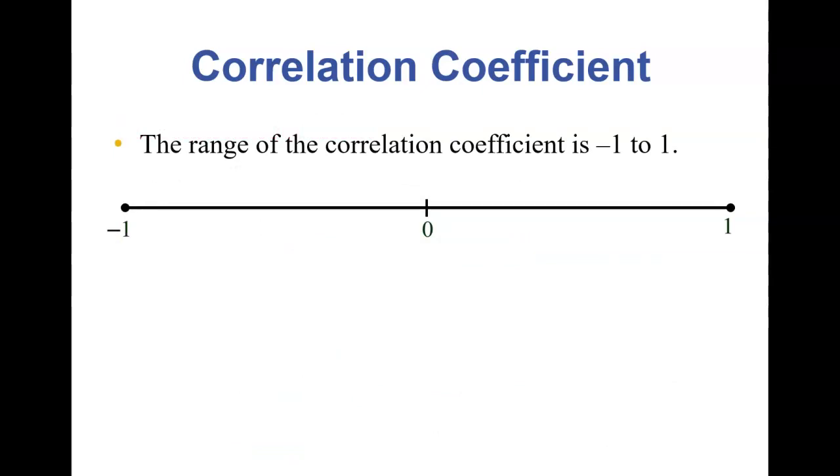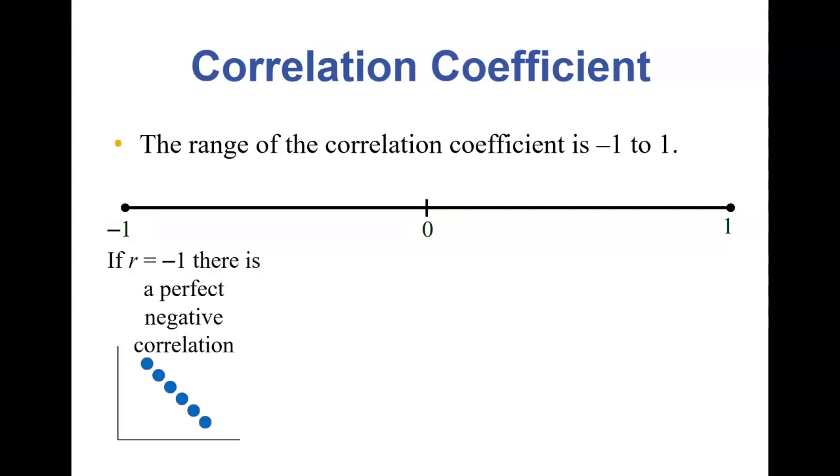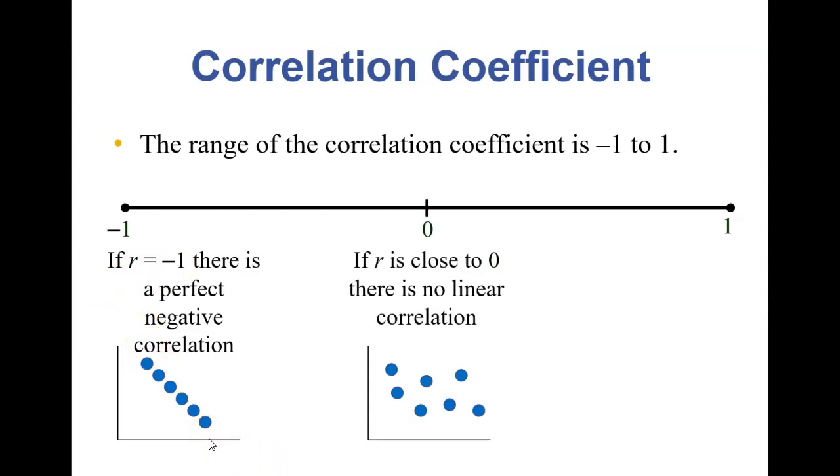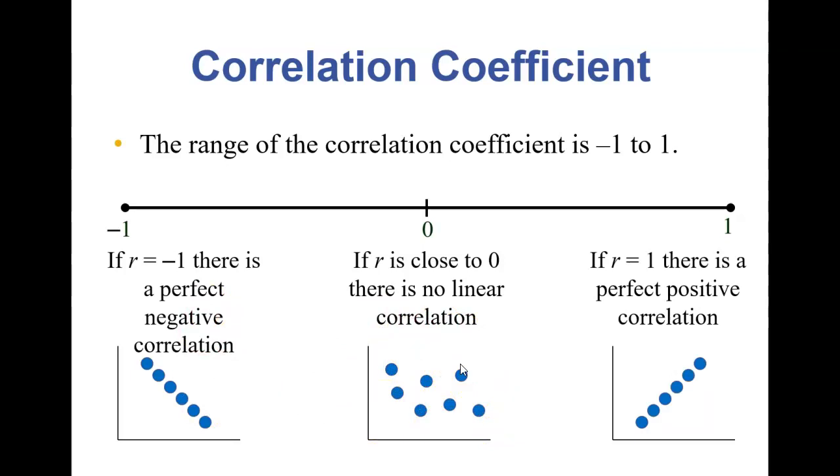All right. So the range of correlation coefficients is from -1 to +1, and there is a 0 in between, of course. So let's see how this works. If your r is -1, that means it's a perfect negative correlation. You will see a straight line going down. If your r is close to 0, then there is absolutely no correlation. It's scattered all over the place. If r is equal to 1, there's a perfect positive correlation.